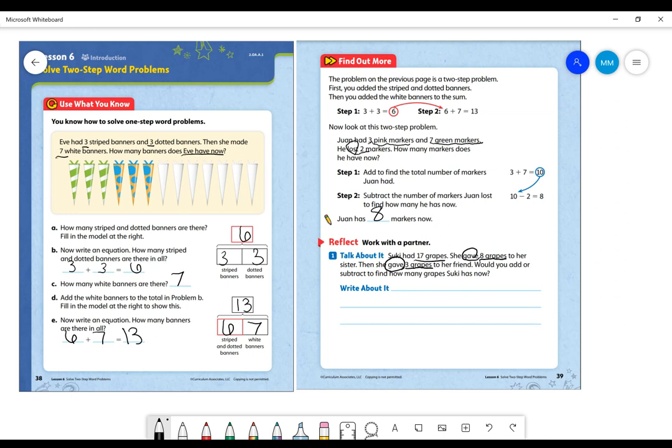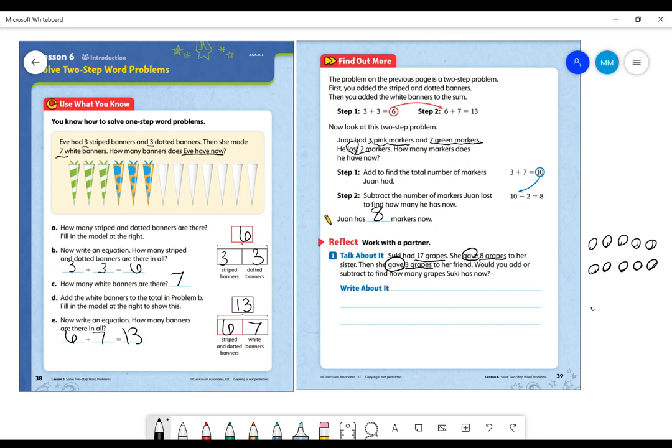So here's what I'm going to do. I'm going to read that story again because what the problem is asking me to figure out is if I'm adding or if I'm subtracting. Remember, adding means I'm getting more. Subtracting means I'm losing some. So here's what I'm going to do. I'm going to draw 17 grapes. Suki has 17 grapes.